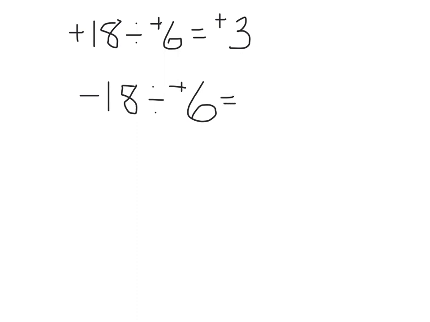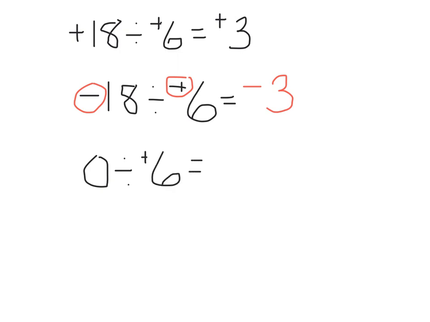So if you take a look here at our two signs, we have a negative and we have a positive. Using our rules, we have unlike signs, so our answer is going to be negative. Now we just divide as we normally would. 18 divided by 6 equals 3. And in another example, we have 0 divided by a positive 6, and that equals 0.